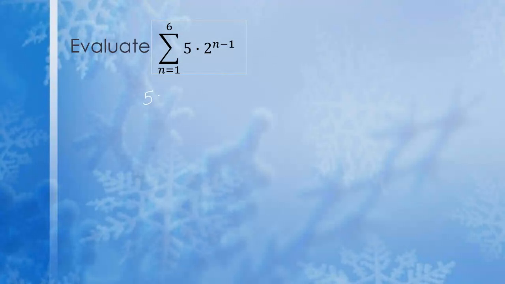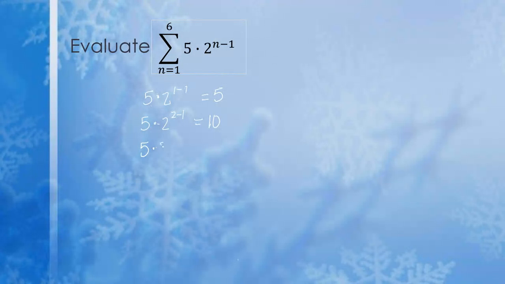So we're going to plug 1 in for n. I'm going to take 5 times 2 to the 1 minus 1 power. Well, 2 to the 0 power is 1 times 5 is 5. Now I'm going to do the same thing, but this time I'm going to do 2 minus 1. 2 minus 1 is 1. 2 to the power of 1 is 2 times 5 is 10.